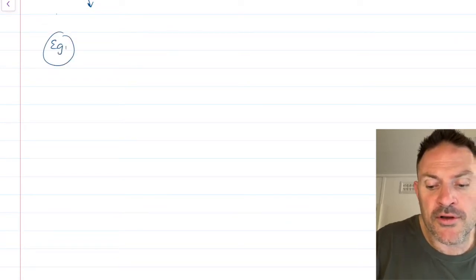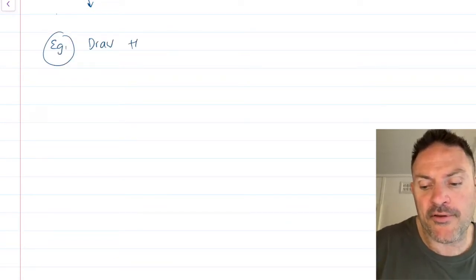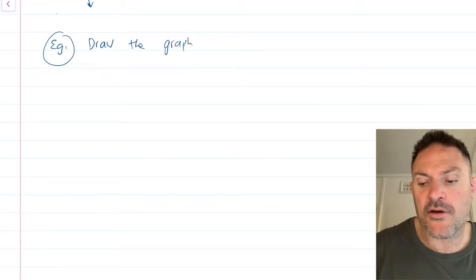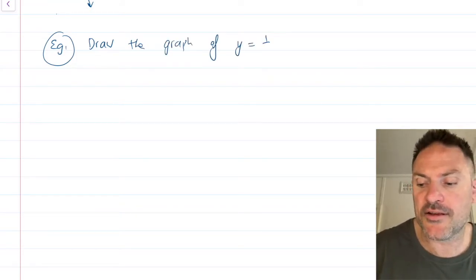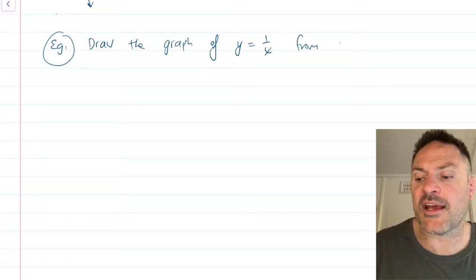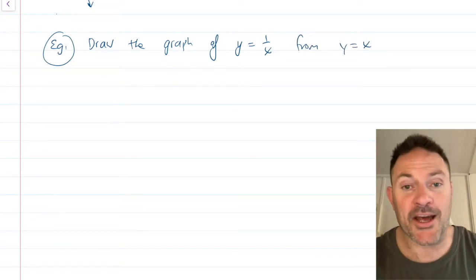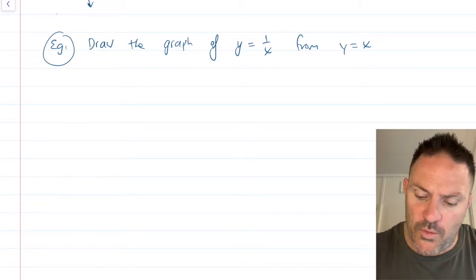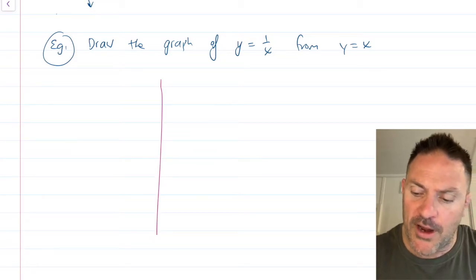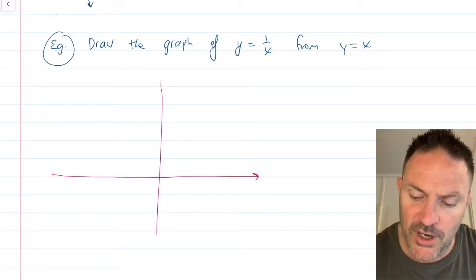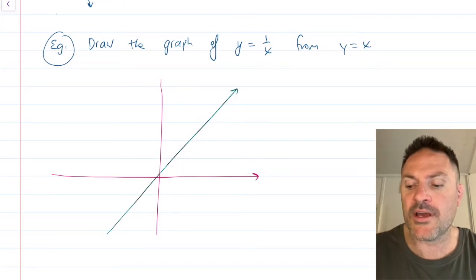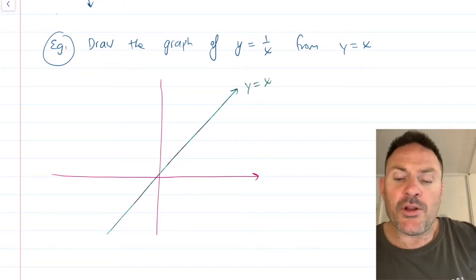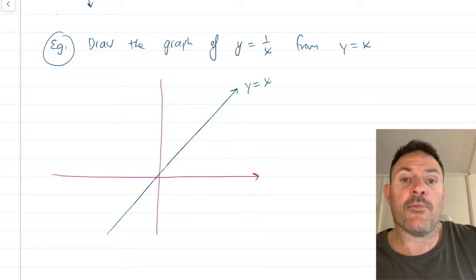We're going to give you the little example and say, draw the graph of y equals 1 on x from y equals x. Now of course, you'll be doing harder questions here. I'm just starting off with a nice easy one. So what we're going to have here, we're going to be given the graph of y equals x. A nice straight line. Y equals x. So we're going to look at a couple of these things and see what makes it important.